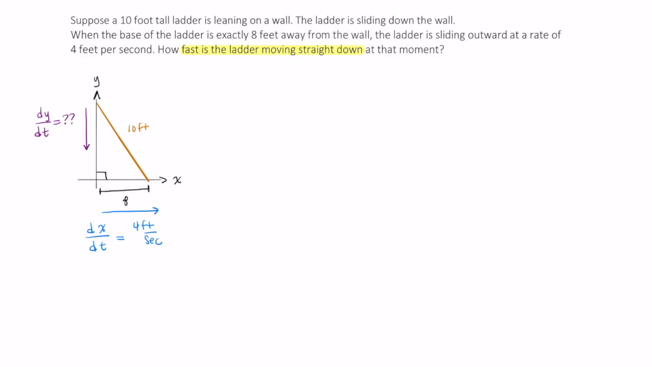So let's begin by relating all our quantities, and the easiest way to do that with a right triangle is to start with the Pythagorean theorem. So x squared plus y squared equals L squared. In this case, I'm using L to represent the length of the ladder. So I can rewrite this as x squared plus y squared equals 10 squared. And then, of course, let's relate this all to our goal. So our goal is find dy over dt when x is equal to 8.